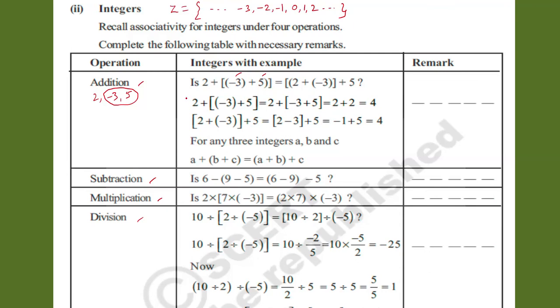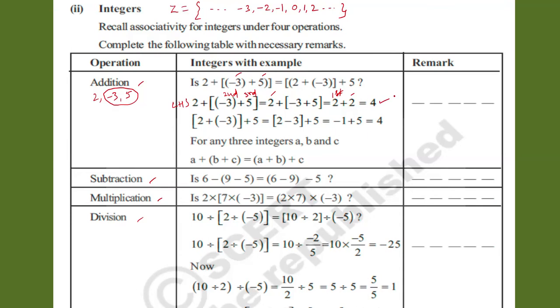Now we will check it. That is taken as LHS. Look there. 2, and what is in the bracket? Second and third number, minus 3 plus 5. How much it is? Plus 2. So 2 plus 2. This is the first number.